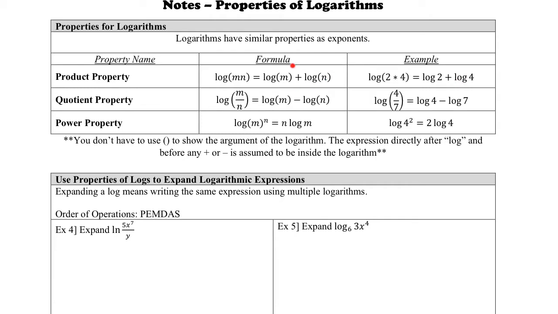This also works the other way. If I start on this side where I have two logs added, I can multiply their arguments inside one single log. That's what equals means. It either goes from left to right or it works from right to left.